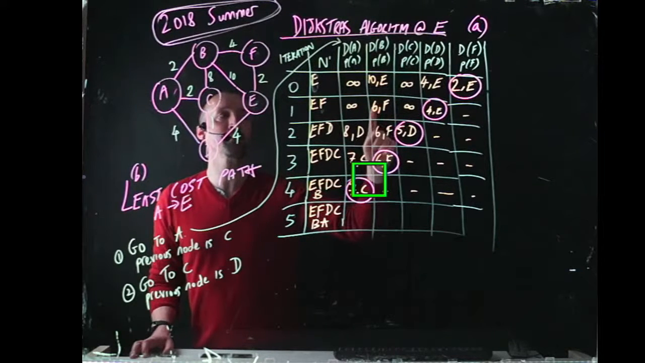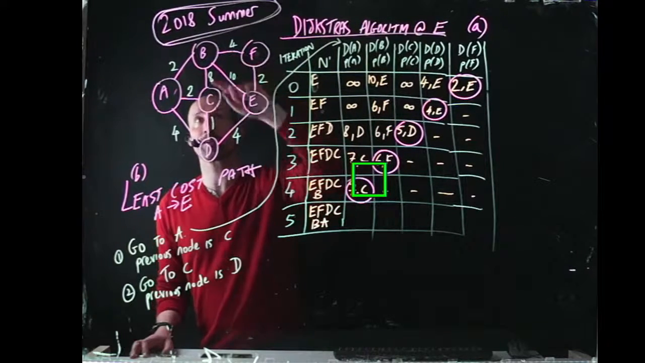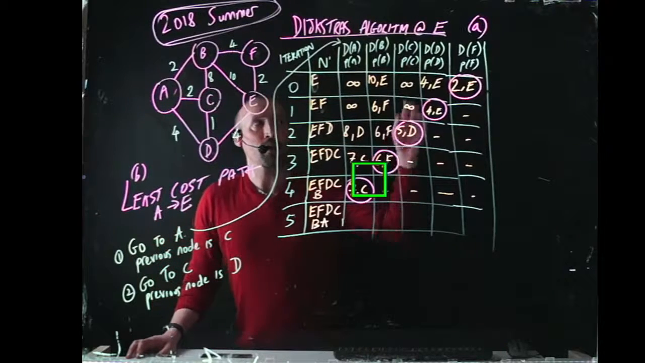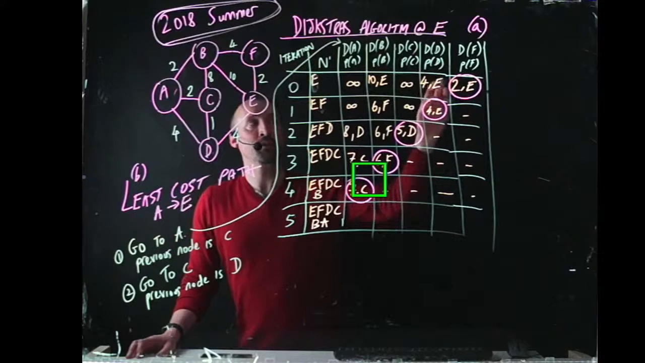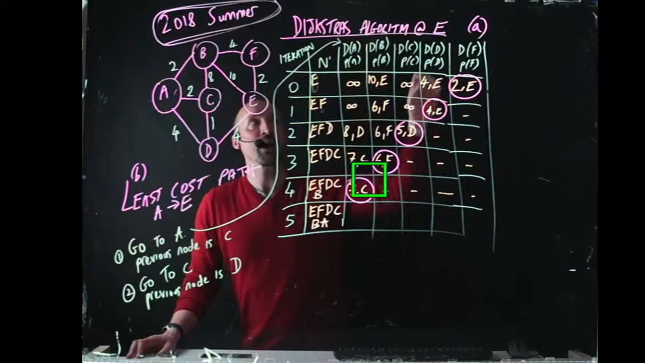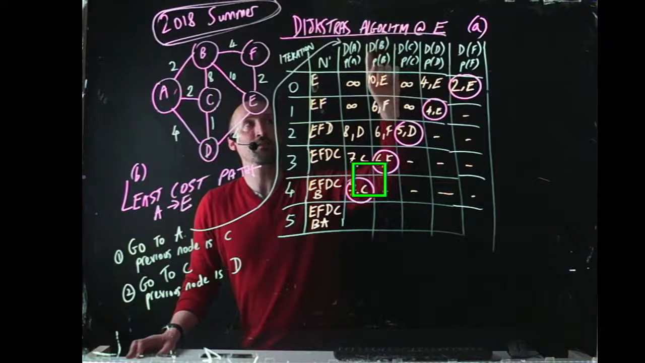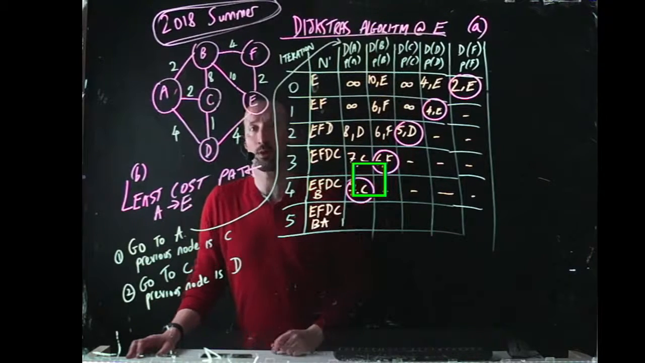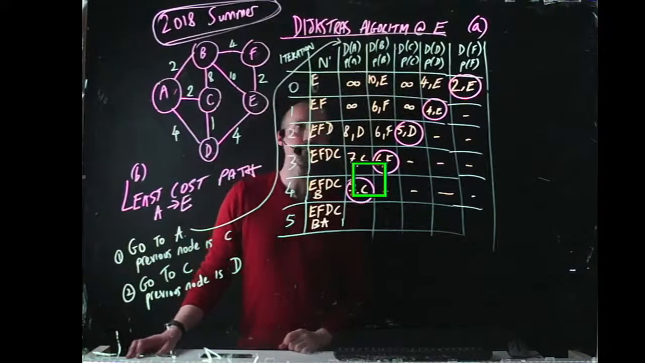I replace the 10 with a 6, and I put down comma F. Why F? Because F is the previous node to get there. So that's why I always have this comma beside it, so that you've got the cost to get there plus the previous node on the path to get there. Hence these two terms, the cost, the D to get to B, and the previous node to get to B. That's what those two terms mean.